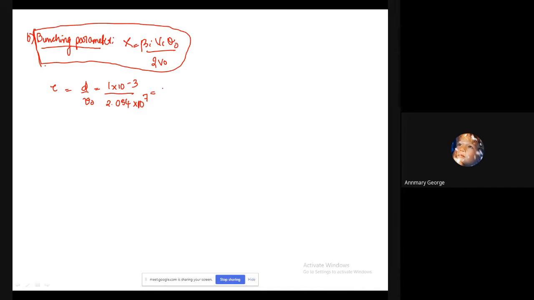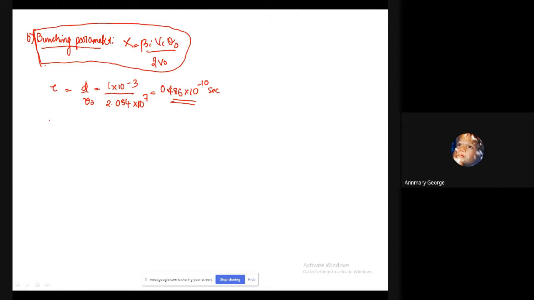What will be the value? It is 0.486 into 10 raised to minus 10 seconds. Therefore, we got the value of tau, that is the transit time, as 0.486 into 10 raised to minus 10 seconds. Then we have to find the gap angle.